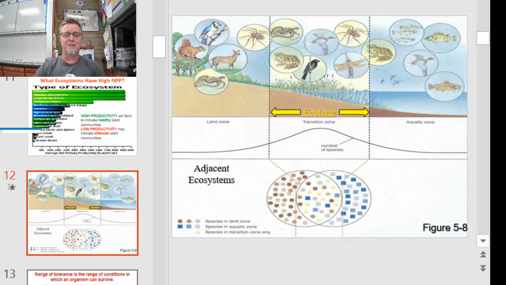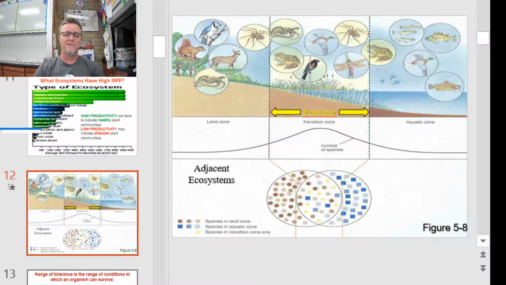Couple of other things to think about in terms of these ecosystems and the energy associated with them. So this is a chart that shows what's called an ecotone. An ecotone is the gap or space where two separate life zones overlap. Like here we have a land zone overlapping with an aquatic zone.